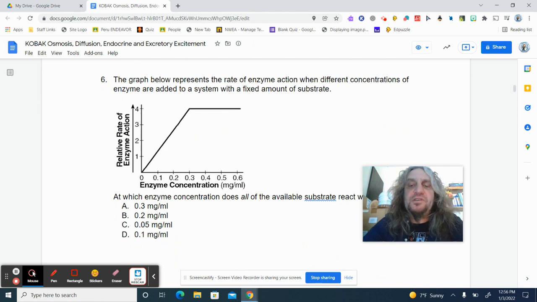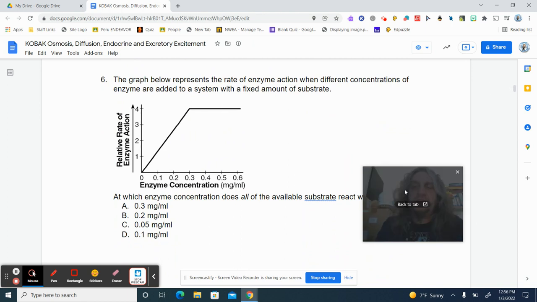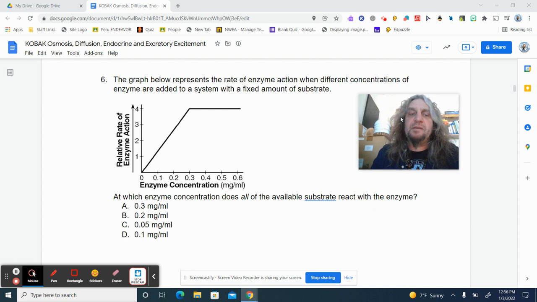The graph below represents the rate of enzyme action when different concentrations of enzyme are added to a system with a fixed amount of substrate. At which enzyme concentration does all of the available substrate react with the enzyme? Is it A, 0.3 milligrams per milliliter, B, 0.2 milligrams per milliliter, C, 0.05 milligrams per milliliter, or D, 0.1 milligram per milliliter?